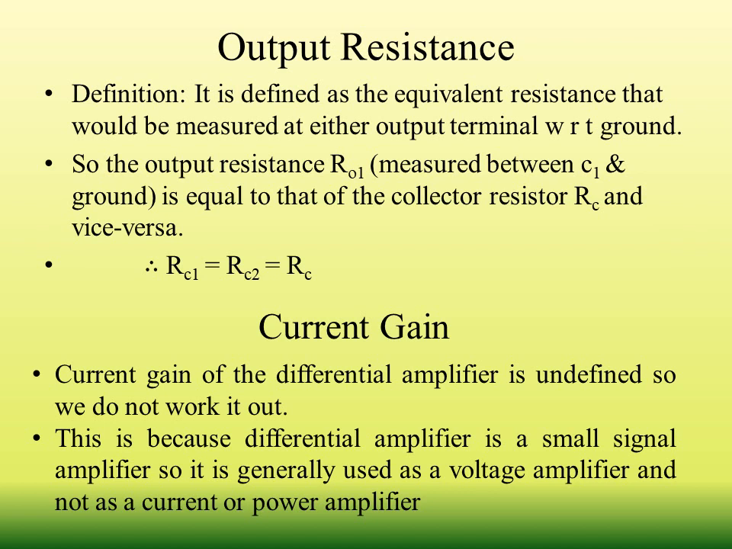Now, in the coming slides, we'll see what else is needed to make an operational amplifier, because we have studied the differential amplifier. One more important property has been missed, that is the common mode rejection ratio. In the next slide, we'll first cover the common mode rejection ratio, and then we'll take the other two things, the level translator and the constant current source, which are also essential to make an operational amplifier.